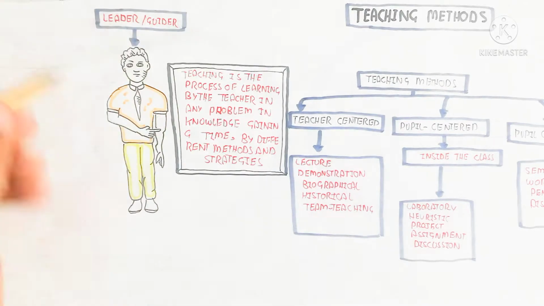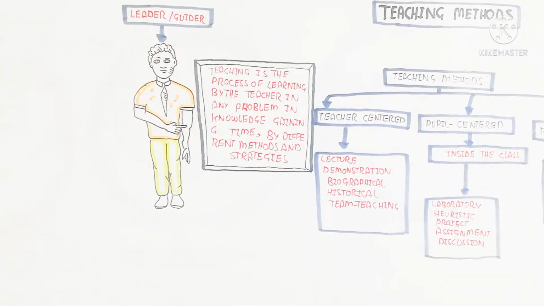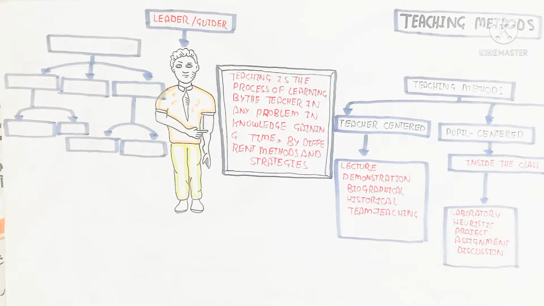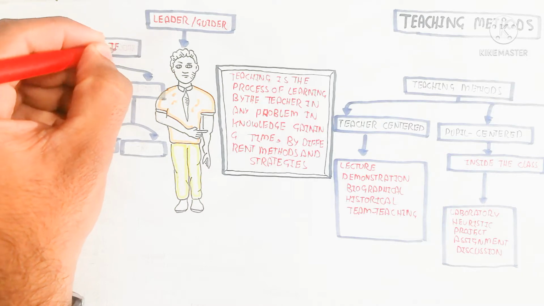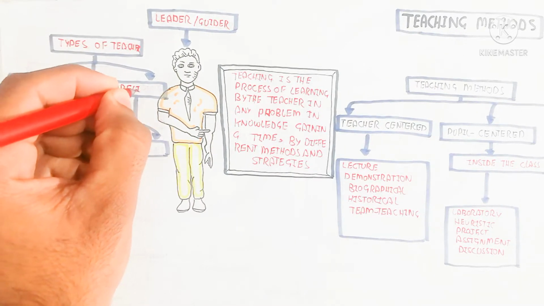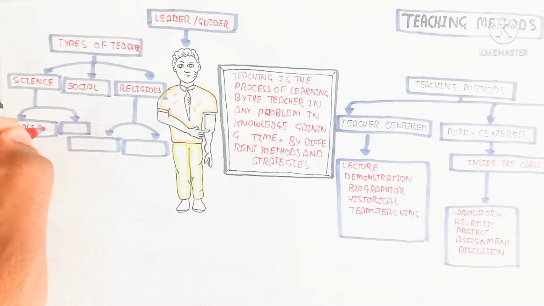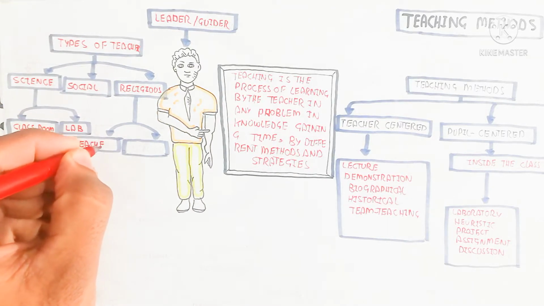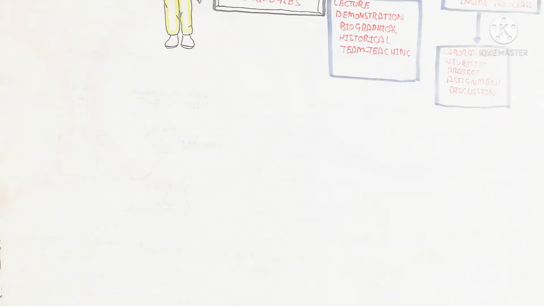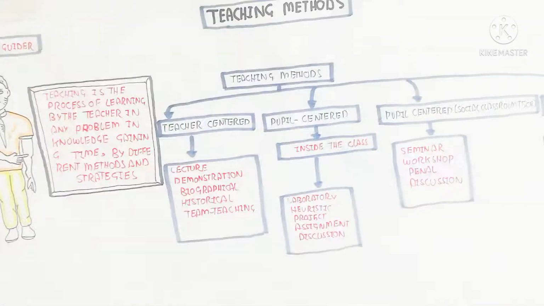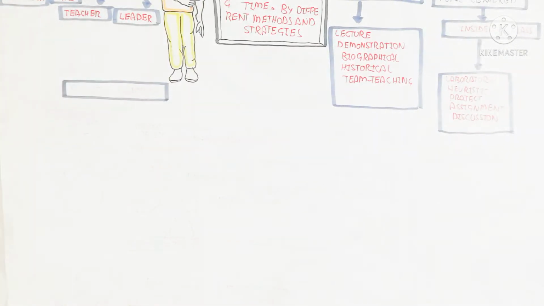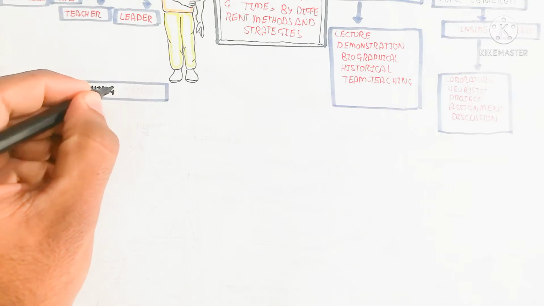So the teacher can be a leader or guider, who will guide and lead. The type of teaching through different teachers can provide science education, social education, and religious education. Social means how to interact with people, while religious means how to admit the prophet, who is the teacher and leader in religion. And science depends on the classroom and lab.